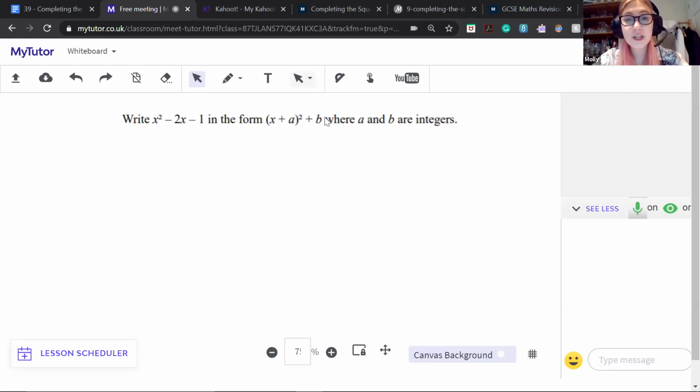Someone's asked a really good question: if the 5 was already a negative, would it become positive? Yeah, exactly, because you want the thing in the brackets to be 0. So if it's x minus 5, x has got to be 5 to make that thing 0.